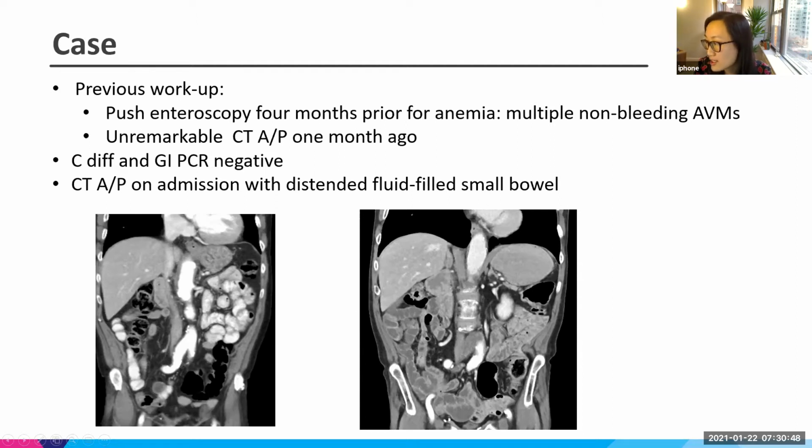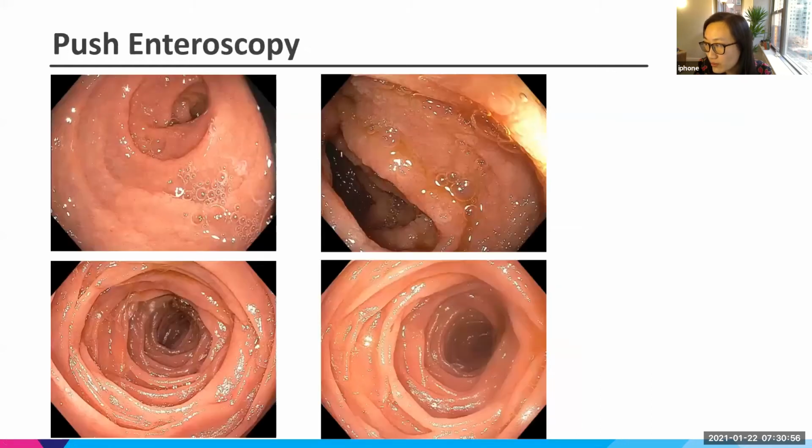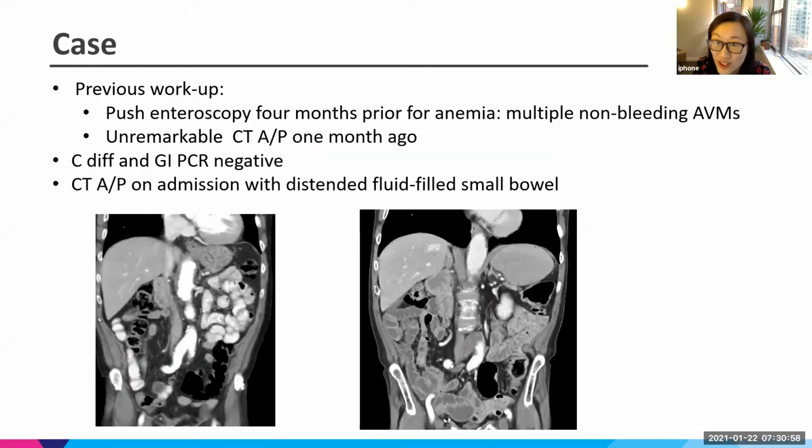And this is his CT now on admission, which you can see has distended fluid-filled small bowel. So we decided to perform another push enteroscopy based on the findings, and because his symptoms had been going on for several weeks, in discussion with the oncology team, it was felt to be not proportional to something like a viral infectious picture.